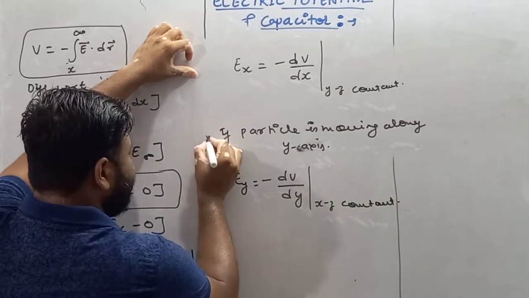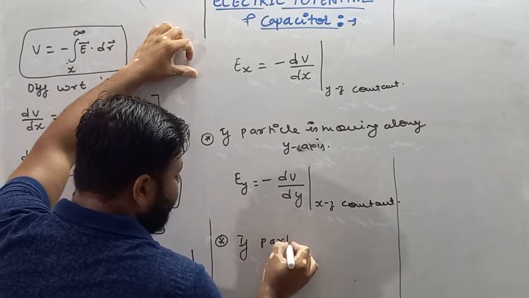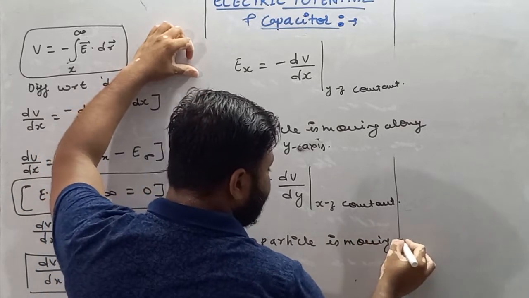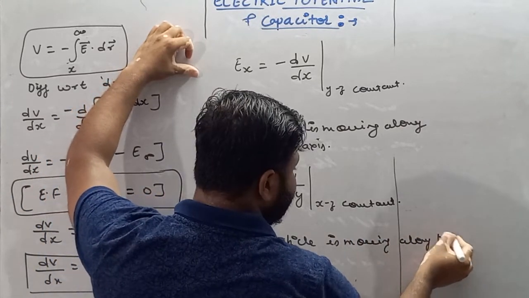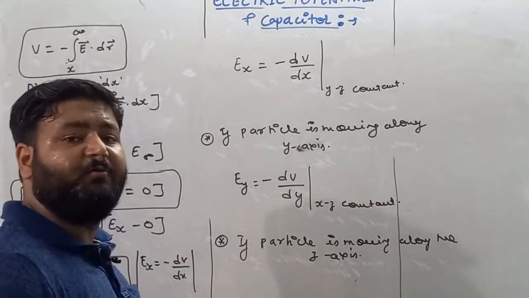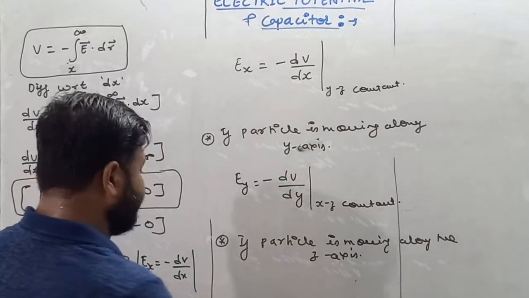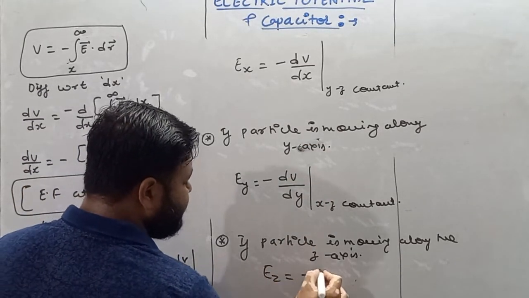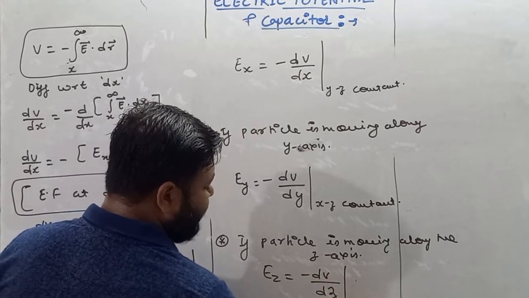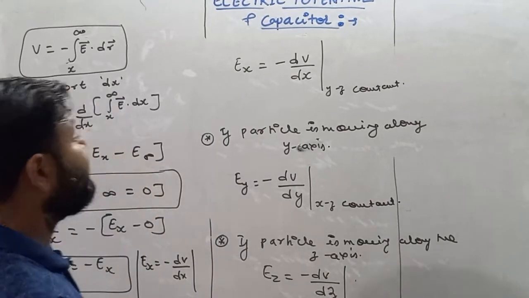Next, if the particle is moving only along the z-axis, then x and y remain constant. So it will be Ez is equal to minus dV by dz, keeping x and y constant.